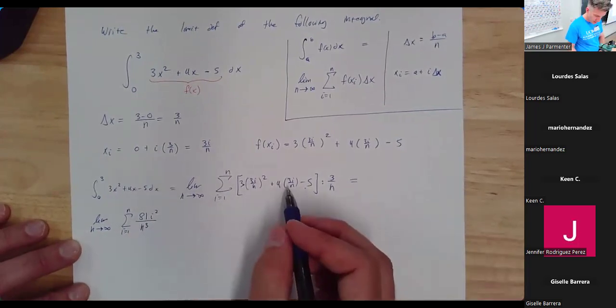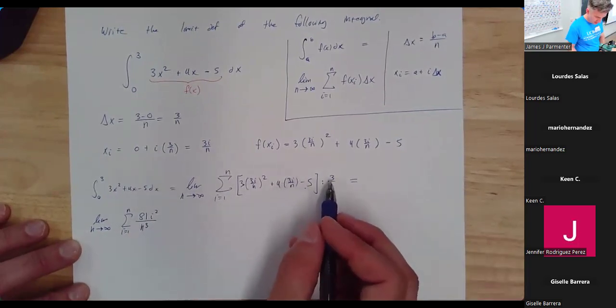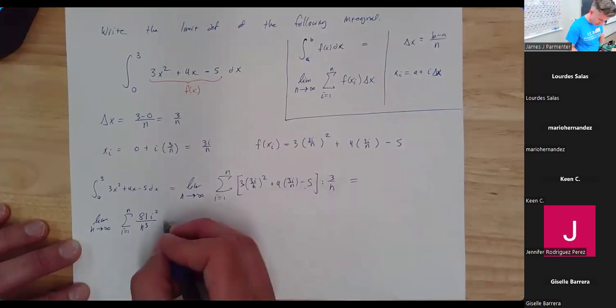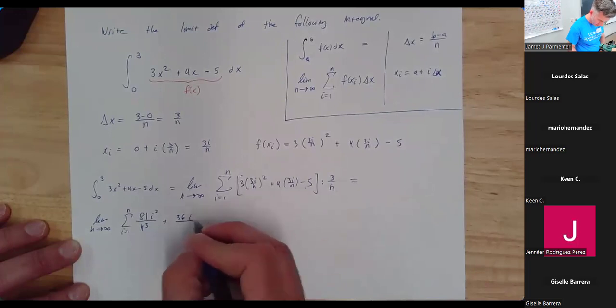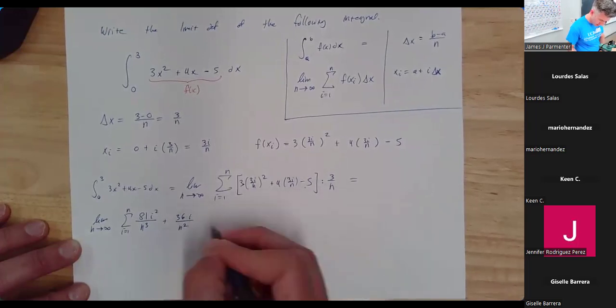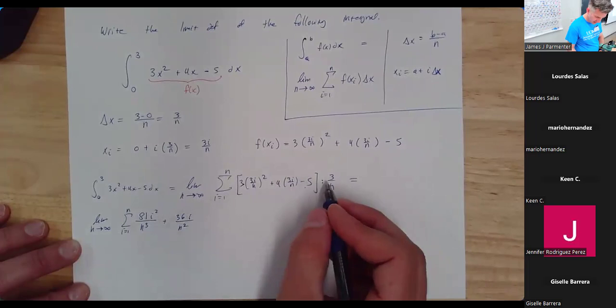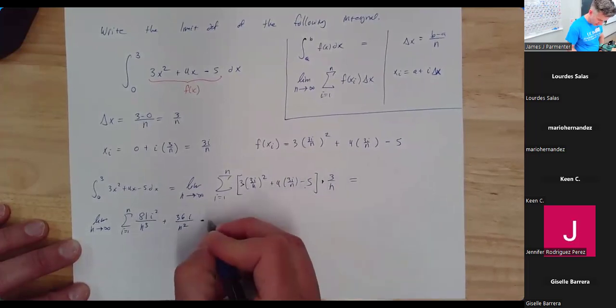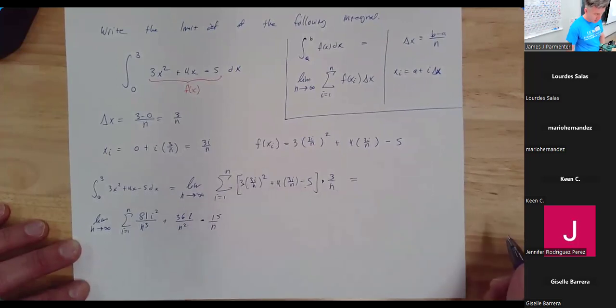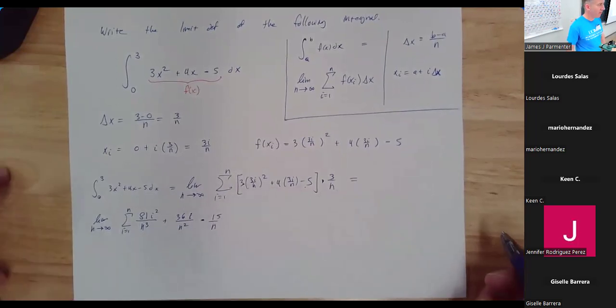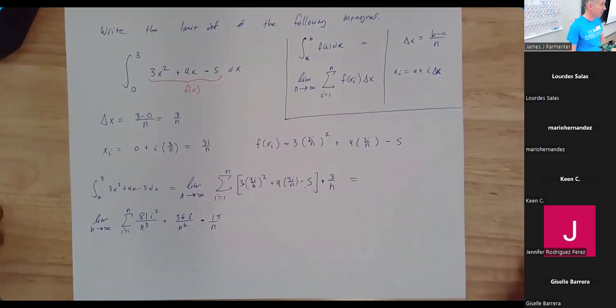The next term, 4 times 3 times 3 is 12 times 3 is 36, so it's 36i over n times n is n squared. And finally, the last part here is minus 5 times 3 over n, which is minus 15 over n. I'm in good shape because I noticed that every power of n is one larger than the corresponding power of i. That is always what you want to see if you're doing this kind of problem.